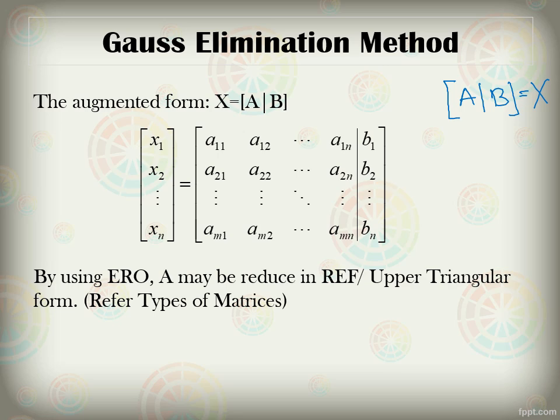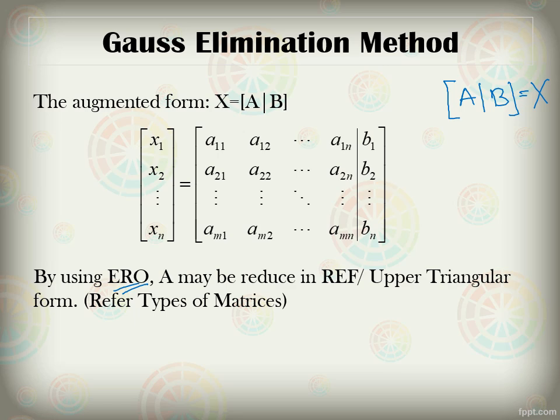Right, so as I have mentioned previously, in the Gauss elimination method we will use elementary row operations. Okay, so you will apply ERO in this method. Alright, so the idea is you need to reduce this to REF or upper triangular form.